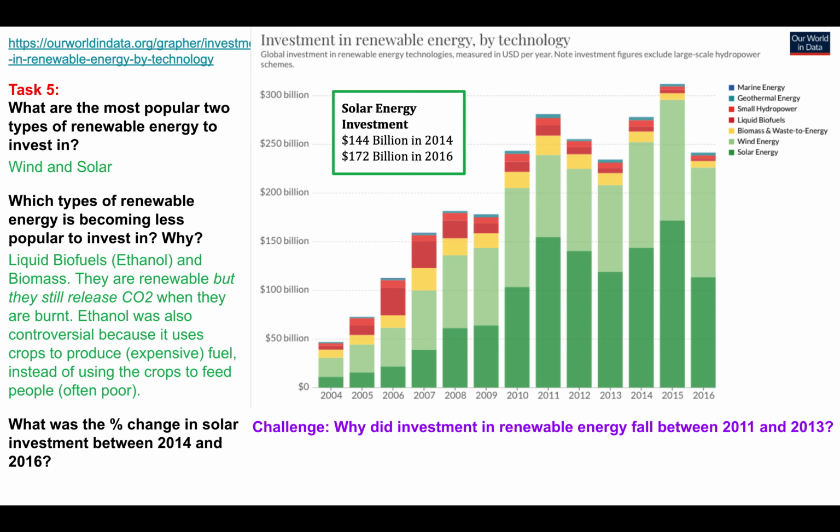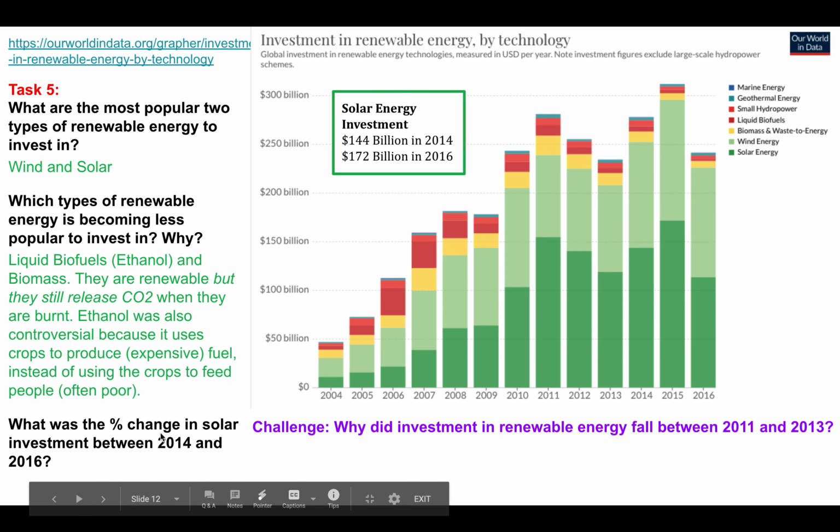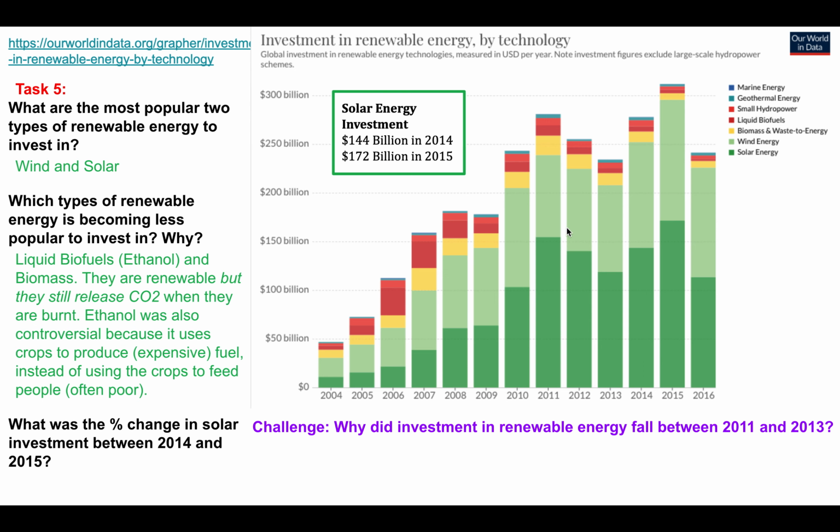Now, something that's very common when they give you a graph in a geography exam is that they ask you to do a small calculation. So I'm going to ask you to do the percentage change in solar investment between 2014 and 2015. Now, the numbers have been given to you up here. Okay, so solar investment being the dark green colour. And in 2014, that was $144 billion. In 2015, that investment in solar energy had grown to $172 billion. What is the percentage change between 2014 and 2015? You're going to need to pause the video now to answer that question.